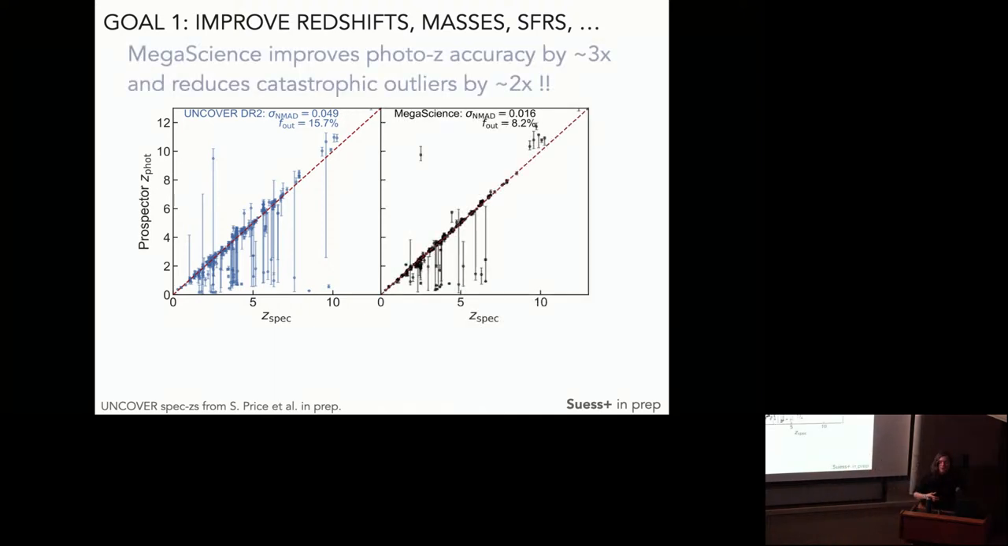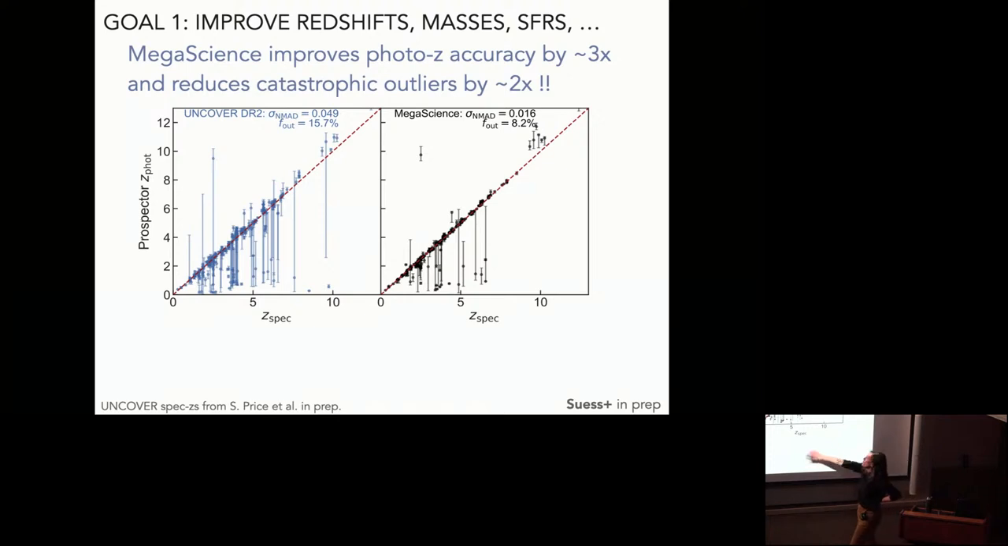But when you add in these dozen extra bands of photometry, all of these points just collapse down onto that 1-to-1 line just about. So we have about a 3x improvement in our photometric redshift error and a 2x improvement in our outlier fraction.